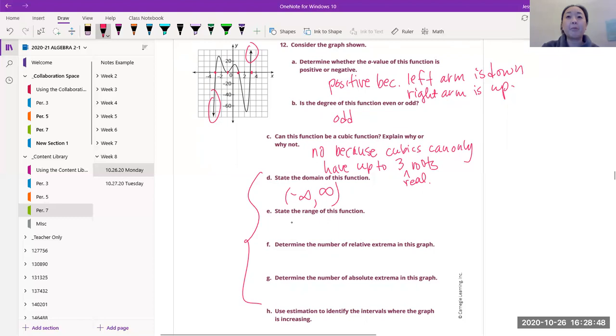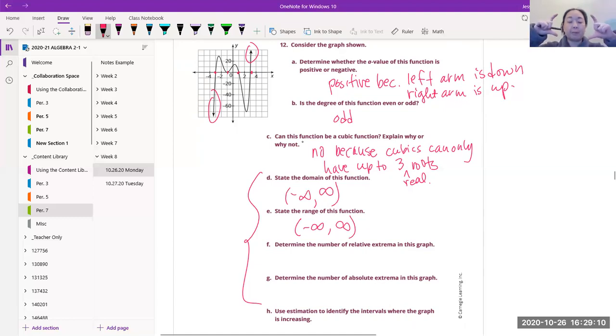And now we're going to talk about the y's. How low does this go? If you notice, this arrow goes down, which means we're going to go to negative infinity. How far up is it going to go? If you notice again, it keeps on going up, which means it could be anything. So positive infinity. The range is from negative infinity to positive infinity.